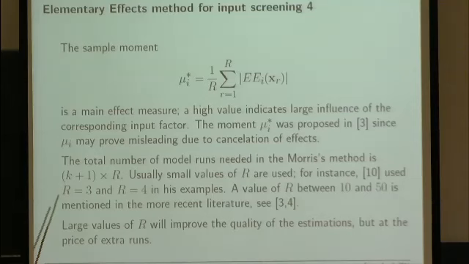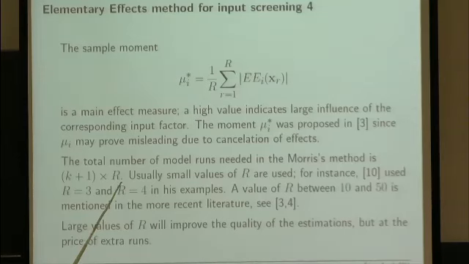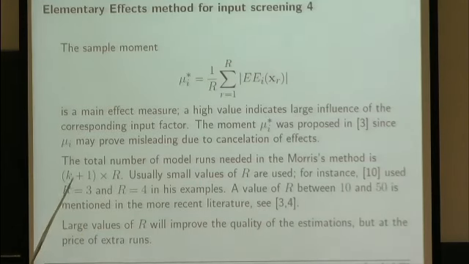Now, the total number of model runs required in this elementary effects method is, well, we have r starting points, one for each trajectory, and each trajectory has k plus 1 moves, so this is the number. Usually small values of r are used in these papers. Max Morris used r equals 3 and r equals 4, but then the work of Campolongo and colleagues suggests a value of r between 10 and 50.